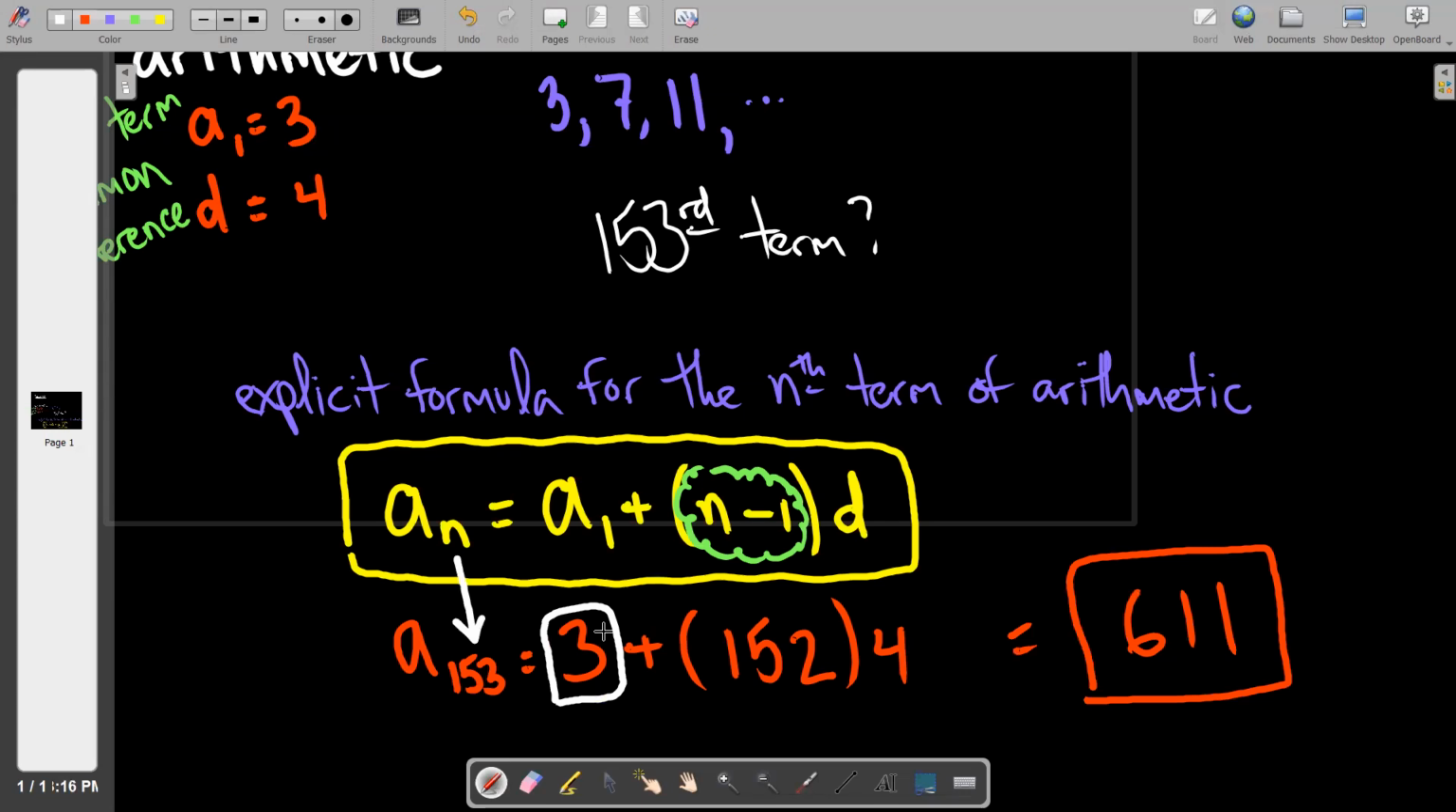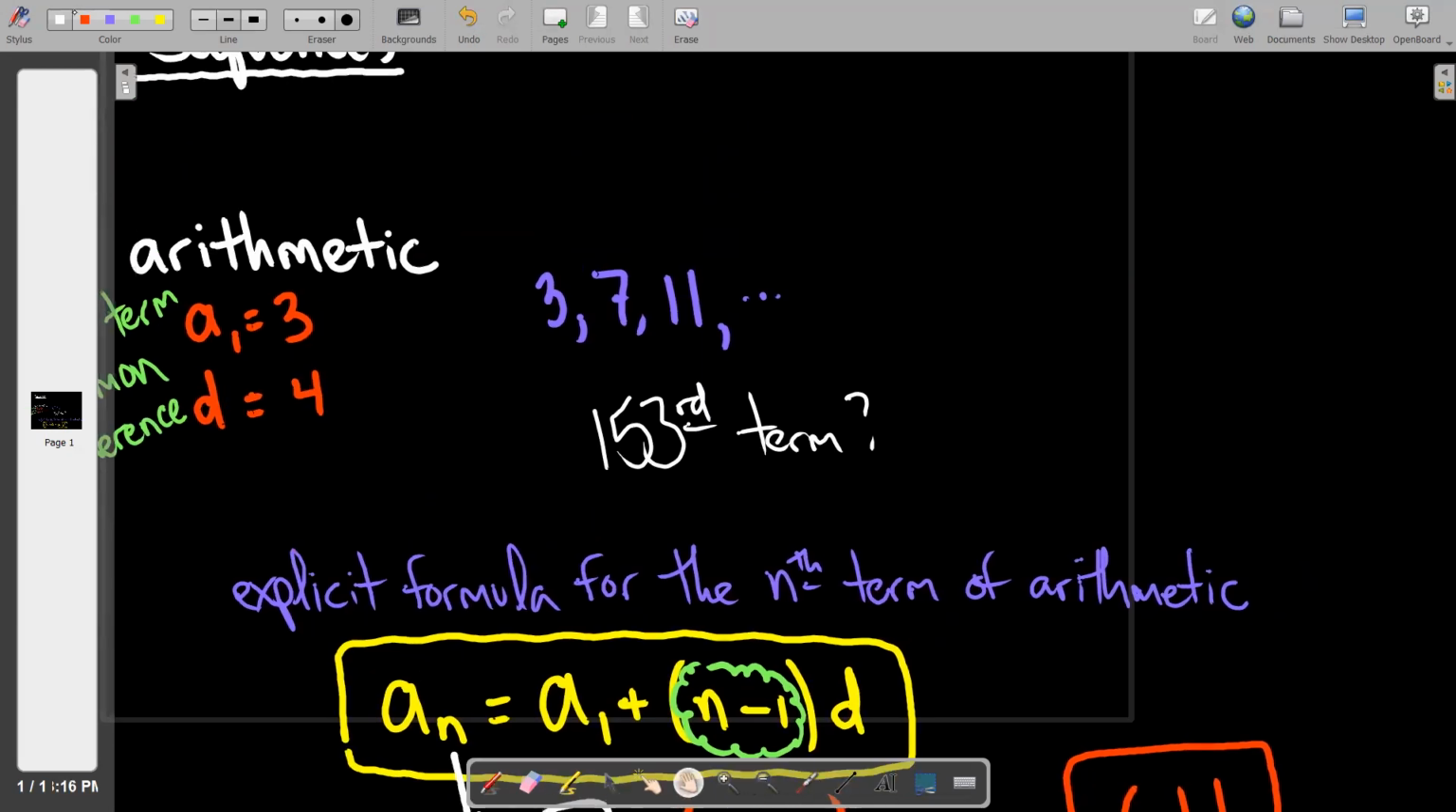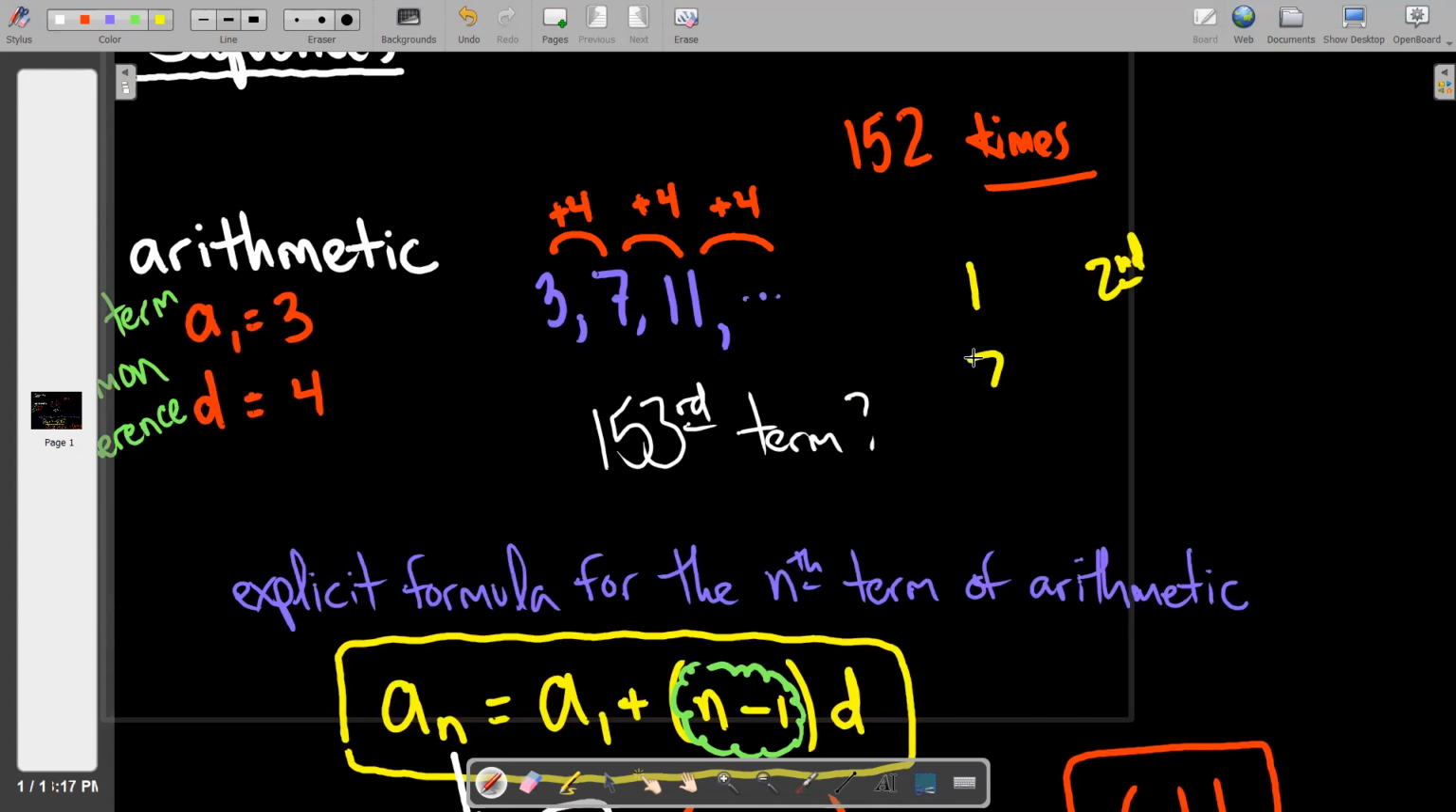So the question was asked again, how did I get 152? And I'm going to come back to what I said before. There's two explanations for this. Explanation number one is this. If you start at the beginning of the sequence and you add 4 right there, you get to the next term, right? And if you add 4 again, you get to the next term, right? If you repeat that process of adding 4 152 times, which term will you be at? Think about this. If I do it once, I'm at the second term. If I do it twice, I'm at the third term. If I do it 3 times, I'm at the fourth term. Do you see what I'm saying? So to get to the 153rd term, I have to do one less than that, 152 actions.